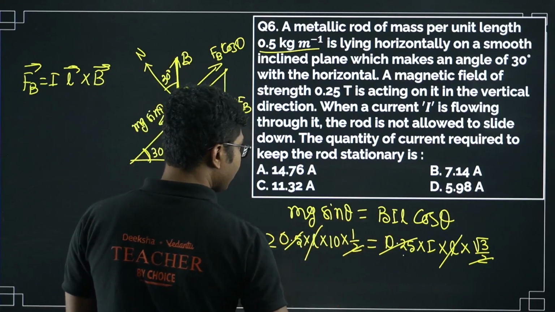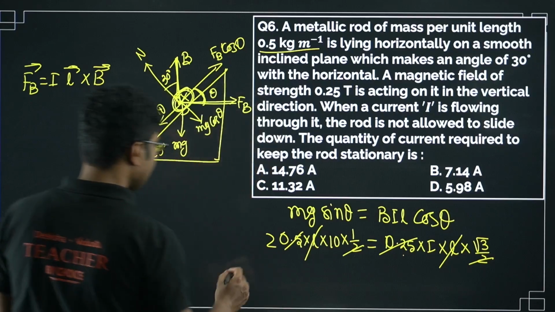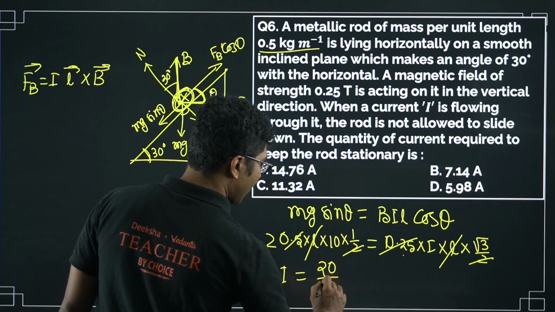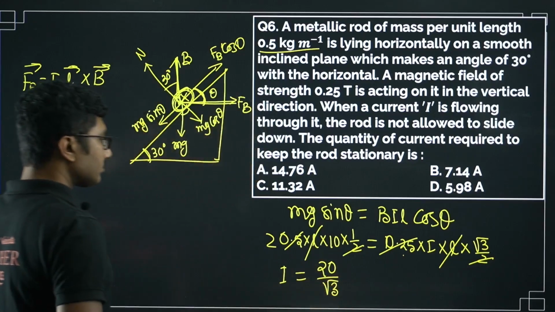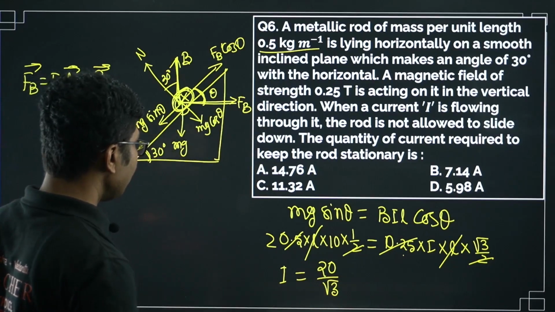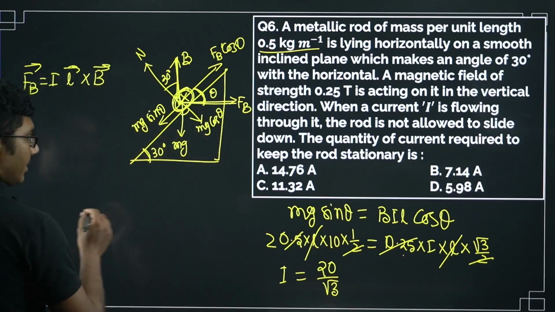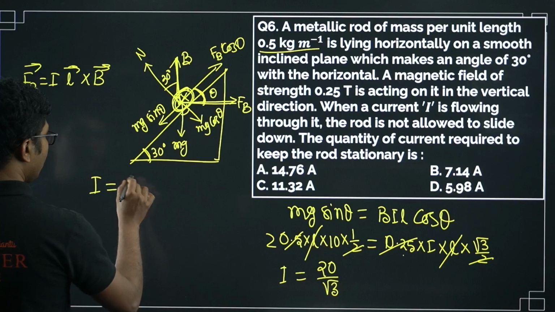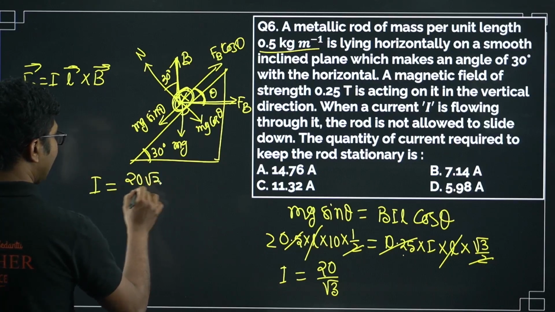So 2 into 10 is 20. So I equals 20 divided by root 3, right? Or you can approximately calculate I equal to 20 root 3 by 3, right?